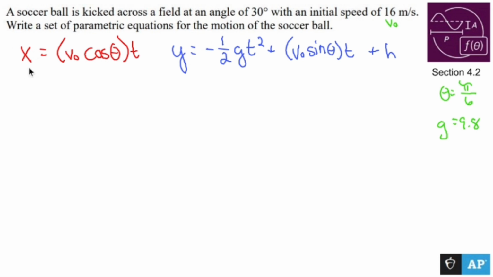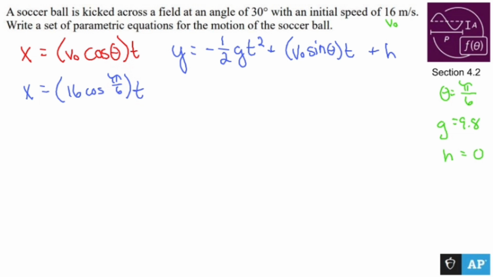And I think we have everything we need to plug in. Oh, no, the initial height. The ball is kicked across the field at an angle. I'm assuming that you're kicking the ball off of the ground, so we'll say the height is 0. All right, let's plug stuff in. x is going to equal the initial speed, which is 16, cos pi over 6, we'll deal with that in a minute, times t.